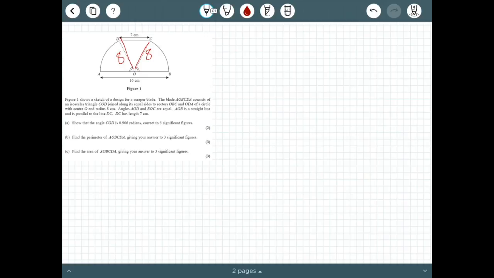Now, for the first part of the question, it says show that angle COD is 0.906 radians, correct to 3 significant figures. So, if I just take out the isosceles triangle here, that length is 7, here we know that's 8, and that's 8, obviously all centimeters. And we're trying to find the angle COD, so this angle here. Let's just call that theta for the moment.